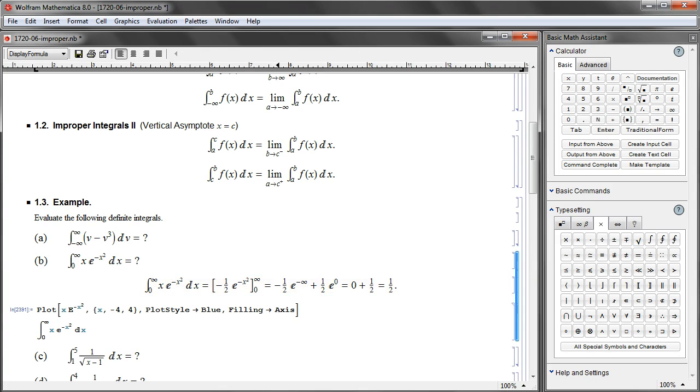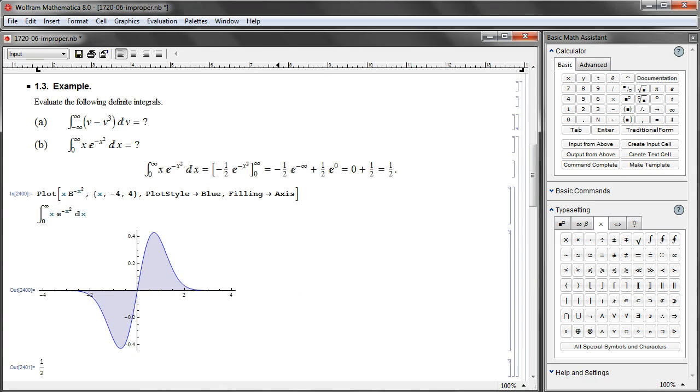Here's a visualization. As a matter of fact, we are looking at only the right-hand side part here because the integral is going from 0 to infinity.